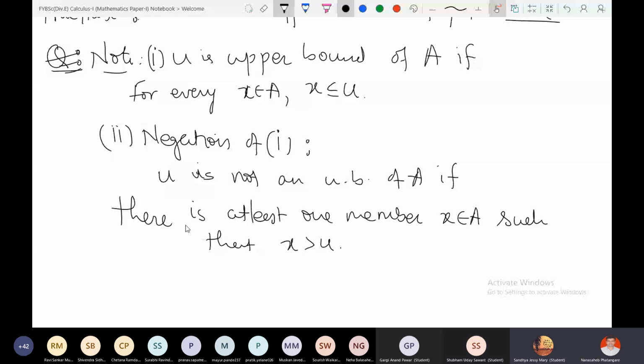Yes, sir. This is all about logic. It is not a very difficult thing, but the logic should be clear. When I say U is an upper bound, it means all members are less than or equal to U, and U is not an upper bound means what? Not all members are less than or equal to U. Like all mangoes are sweet: what is the negation? Not all mangoes are sweet. That means at least one mango is not sweet. Similarly, not all elements less than or equal to U means at least one element is greater than U. Correct?